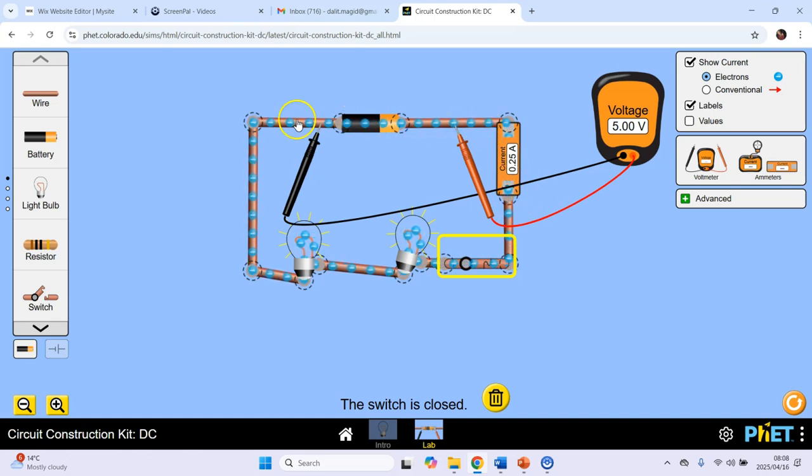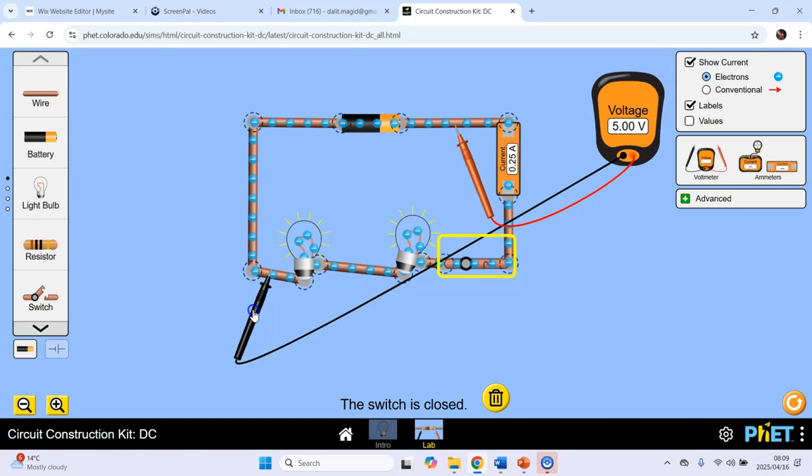Also note that the electrons are moving more slowly now because that's what current really is. And also note that because the current flowing through the light bulbs is smaller, we have less brightness in those light bulbs. We have half the current, so we have half the brightness per bulb.